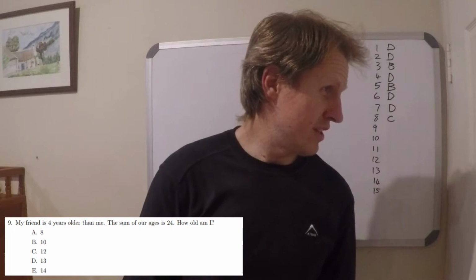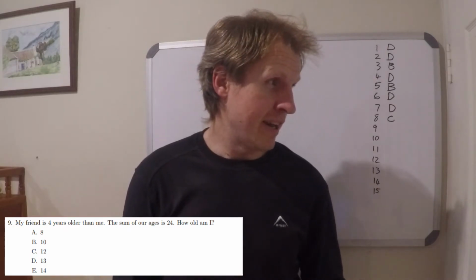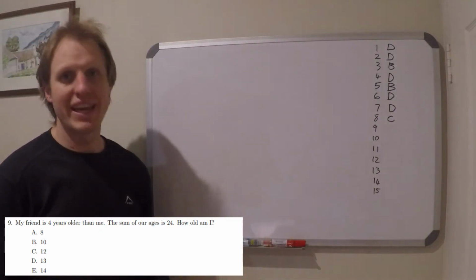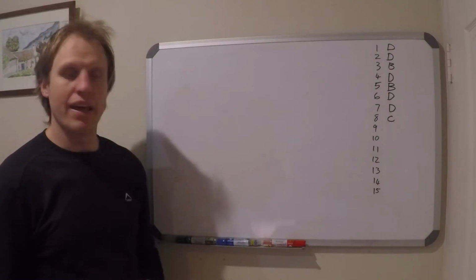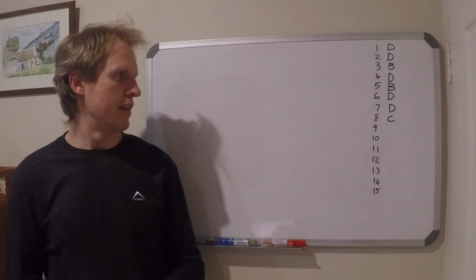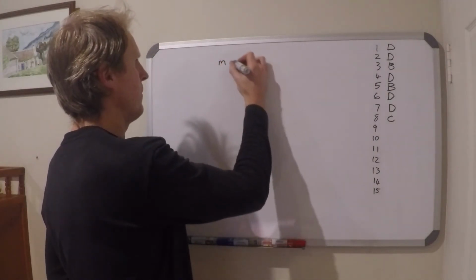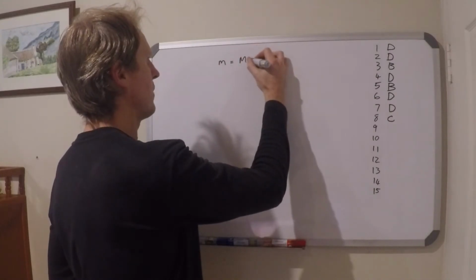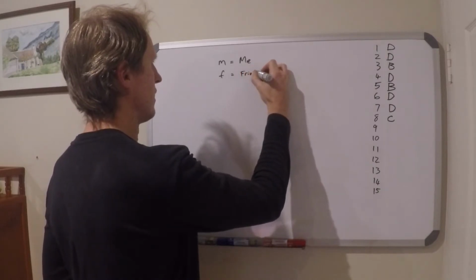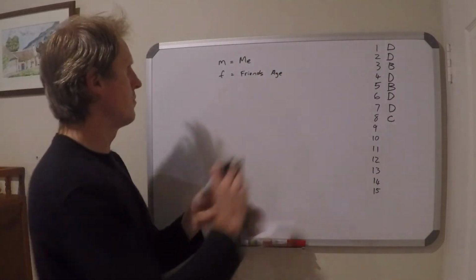Okay, question 9. My friend is 4 years older than me. The sum of our ages is 24. How old am I? So in this case, obviously you can start just plugging in numbers, and we'll do that at the end to verify. I want to show you more generally how to solve questions like this, and so I'm going to solve it with equations. So I'm going to use the letter M to say this is my age, and the letter F is equal to my friend's age.